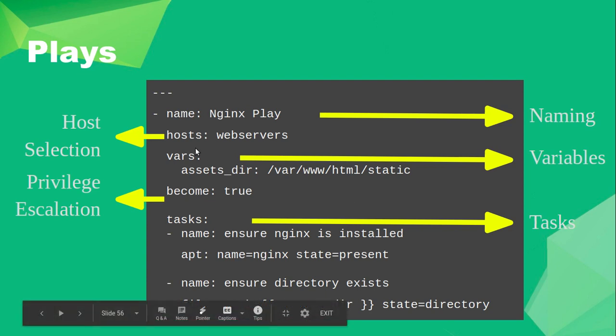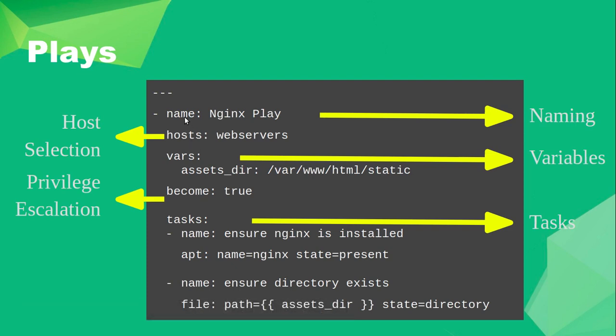The first thing, if you see, is the name, which is the name of your play. Then the second key-value pair is hosts. What host selection do you want to make, what hosts do you want to take for this particular task? It is the web server group, and we know that inside web server we have a lot of host machines.